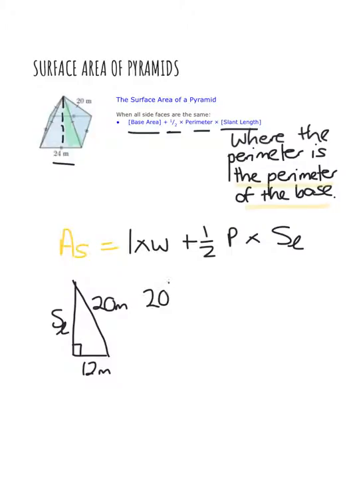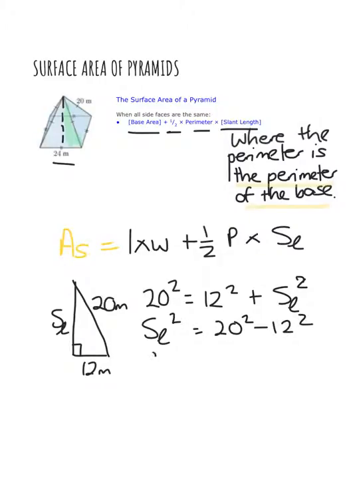20 squared is going to equal 12 squared plus the slant length squared. So therefore the slant length squared equals 20 squared take 12 squared, and therefore the slant length is the square root of 20 squared take 12 squared. And that is equal to 16 meters. So now that we've done that, we can actually use the formula to calculate the surface area.